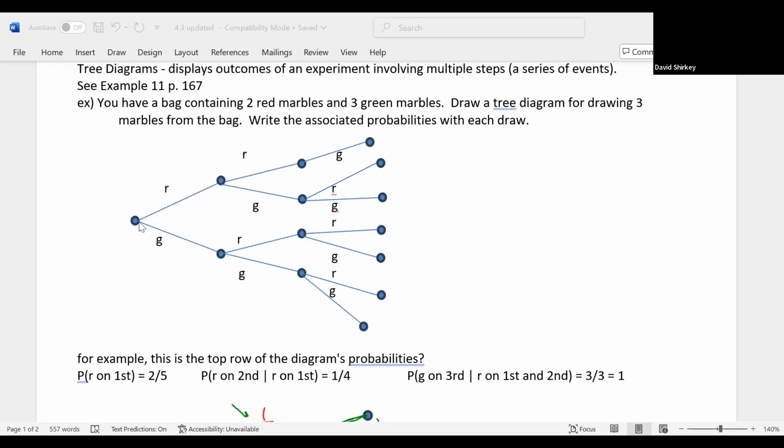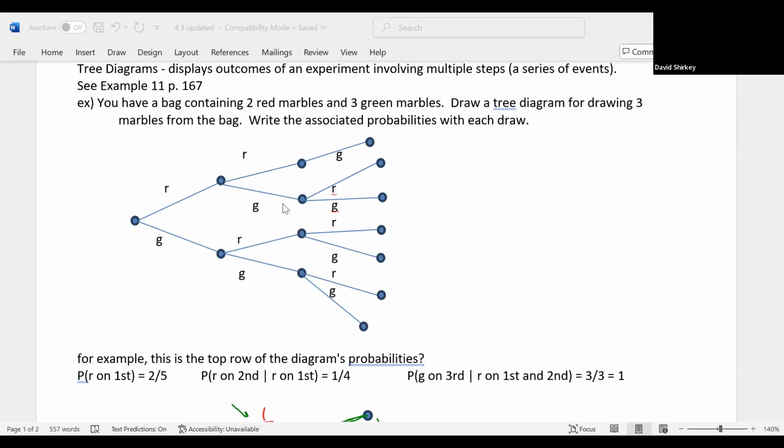So what we're doing is, here's the first draw. If you got a red, you're going up this way. If you got a green, you're going down this way. So let's say here's your red on the first draw. Then you draw again. Now notice it only contains 2 red marbles. Here's your red on the second draw. Okay? And so we're going to calculate this probability of red on the first draw and red on the second draw. Just keep in mind, there is no red on the third draw here because there were only 2 red marbles, okay? And so then write the associated probabilities with each draw.